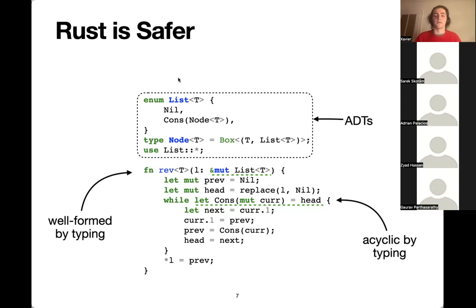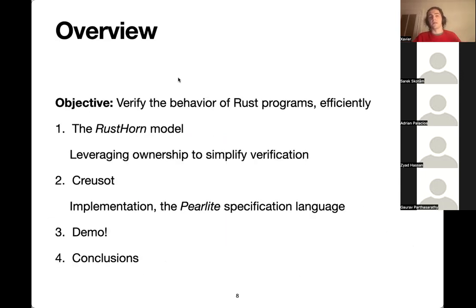We also have ADTs, all this fun stuff, but we can, of course, lean on that same type system to help us reason formally about our code. And so that's the idea behind Creusot, and that's the idea behind Krusty as well. A lot of Rust formal methods tools are leveraging the Rust type system to help us simplify the verification.